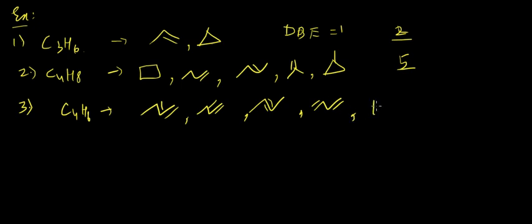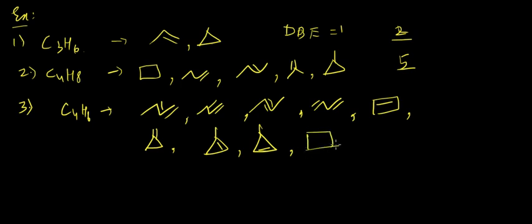Or we can have a ring and a double bond. We can have a cyclopropane ring with a substituted double bond. We can have a ring with an internal double bond. We can have this also, and we can have a bicyclo compound as well, because the dB of this compound is 2, as the total number of structures you can calculate.